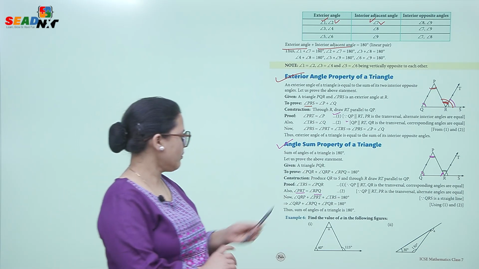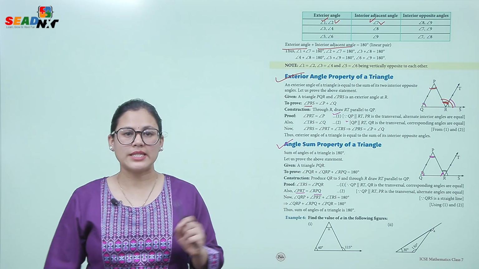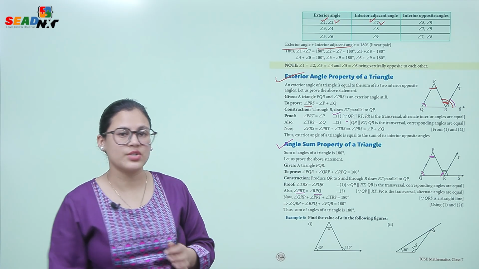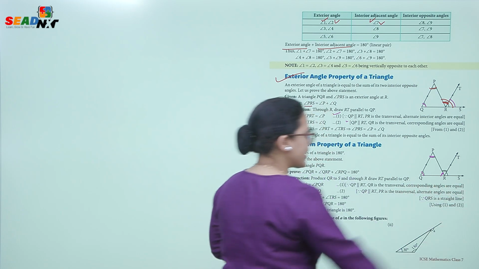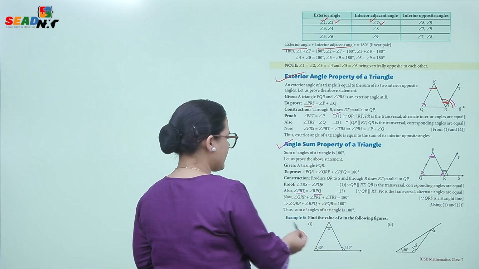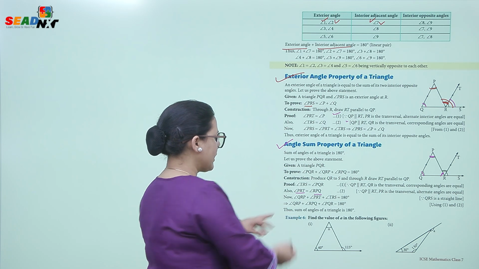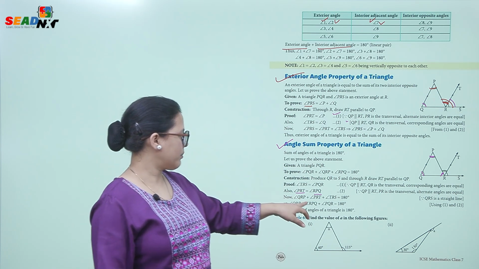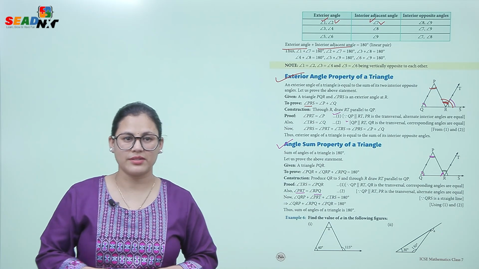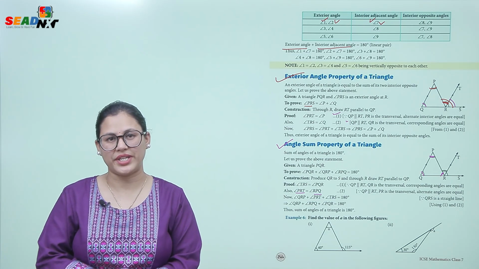Now, QRP plus PRT plus TRS is equal to 180 degrees, since QRS is a straight line. See, QRS is a straight line, right? Now, using 1 and 2, we will get angle QRP plus angle RPQ plus PQR is equal to 180 degrees. Okay, so thus the sum of the angles of a triangle is 180 degrees, as proved.